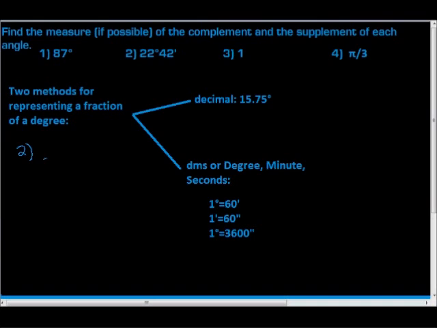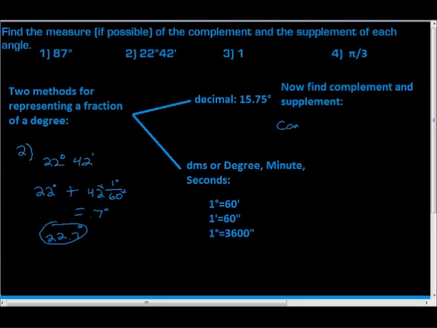Let's solve problem 2 here, 22 degrees, 42 minutes. 1 degree is equal to 60 minutes. So you can work out the math here: 42 minutes times 1 degree over 60 minutes will convert to give you the decimal. You can convert from minutes to degrees by performing this equation. If you multiply those together, you get 0.7 degrees, and then converting over from DMS to degrees, the angle we need to find the complement and supplement of is 22.7 degrees.